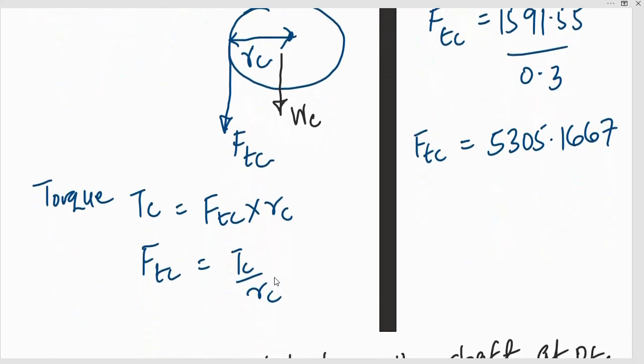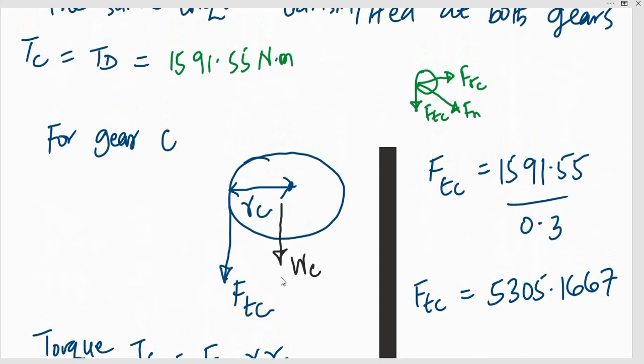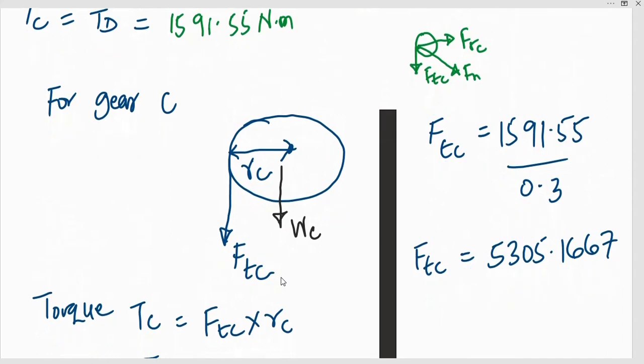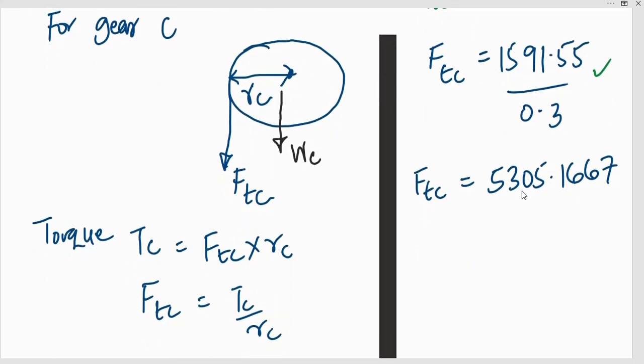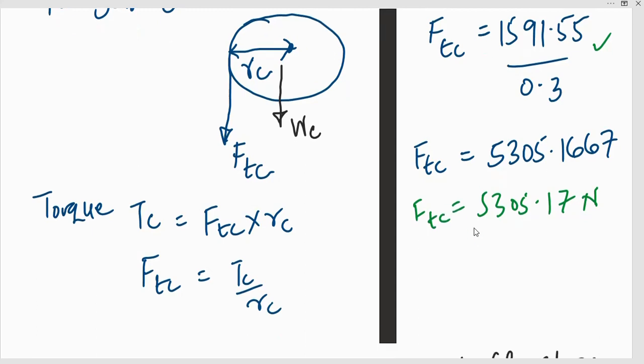Now that means we can define a torque for gear C as Tc equal to Ftc times Rc. So Ftc will therefore equal Tc divided by Rc, and remember Rc, we already have it as the radius, which is 0.3. Then we know Tc as 1591.55. We can bring it in here, and we will have 5305.17 newtons. This is Ft. Okay, we move.